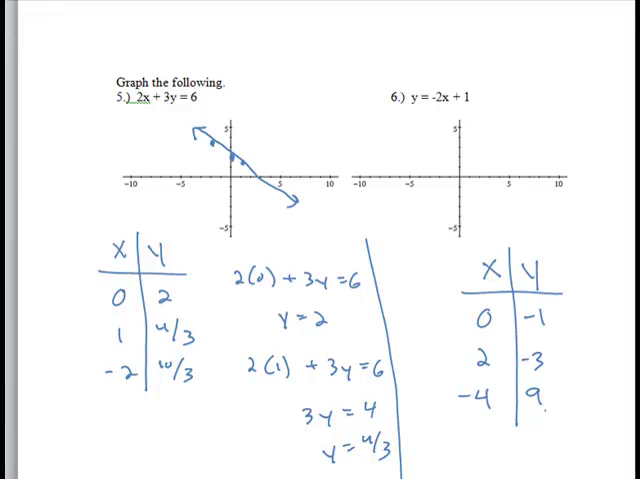So plot these points. They should form a line. The point (0, -1). The point (2, -3). And the point (-4, 9) takes it off our paper a little bit, but we can see it certainly does form a line. Sketch a line, that is the graph of that equation.